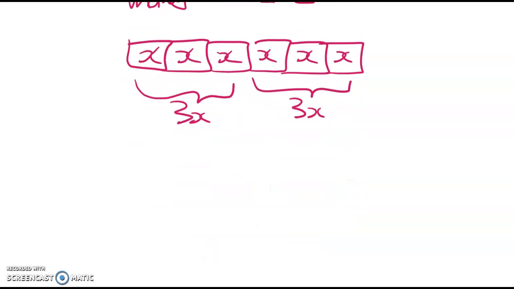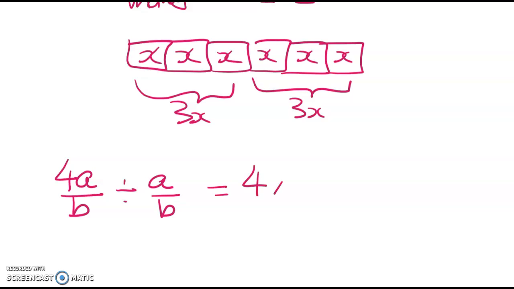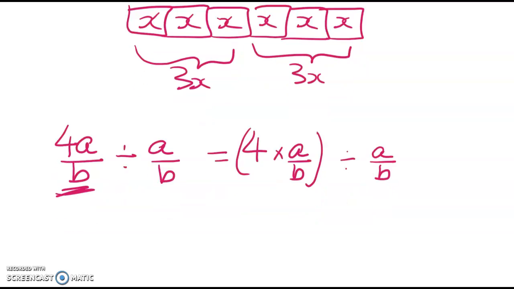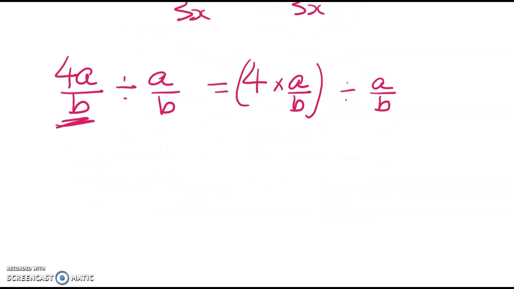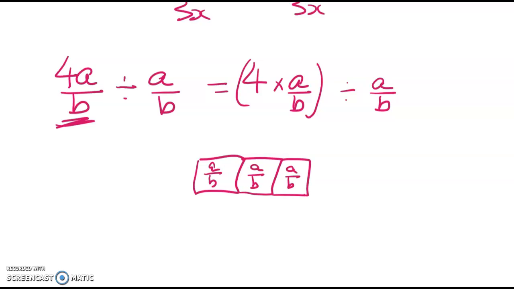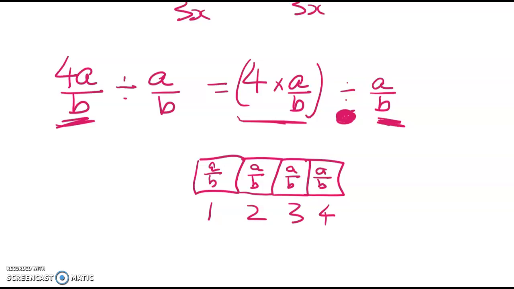But when we come to our first question, hopefully you can see that if I've got 4a over b divided by a over b, that's the same as saying 4 lots of a over b, divided by a over b. So the answer here is going to go like this. Instead of having the little tiles be x blocks, they're going to be a over b's. So we've got a over b, and we've got 4 of them. Now we're asking how many, that's what this divide sign means, how many lots of a over b are there in here? Well, I've got 1, 2, 3, 4. So somehow I know my answer's got to be 4.